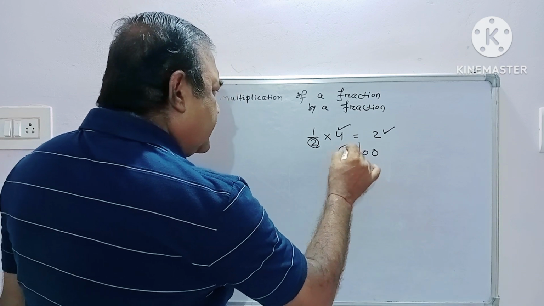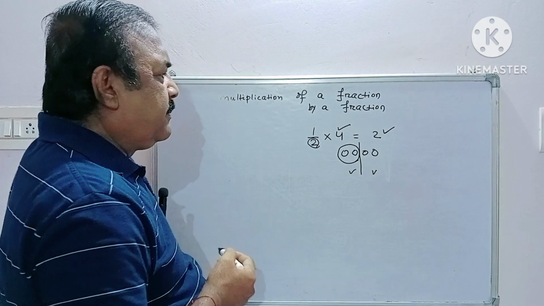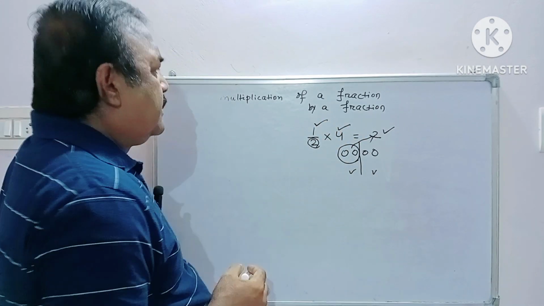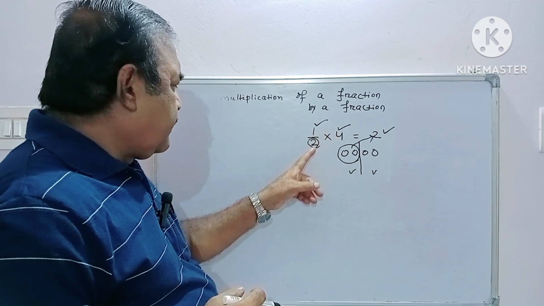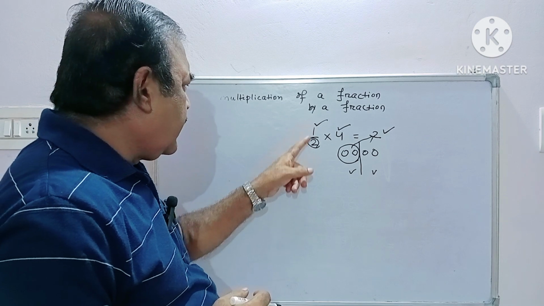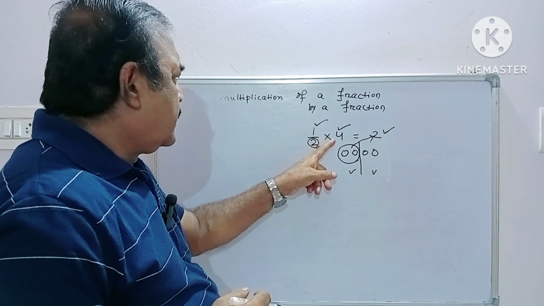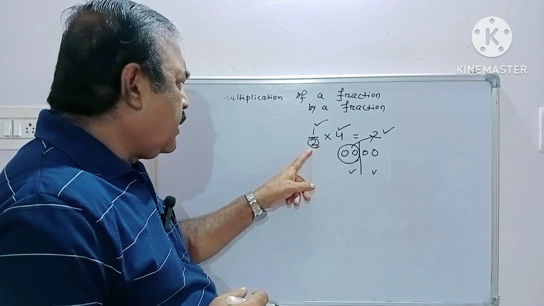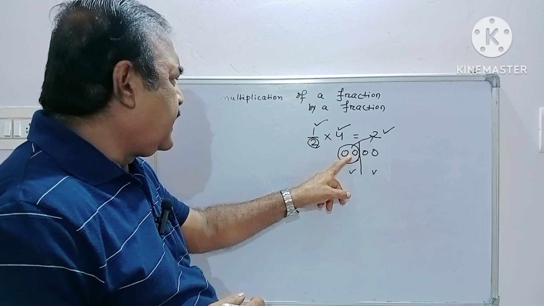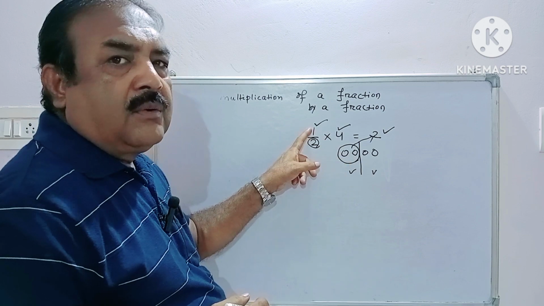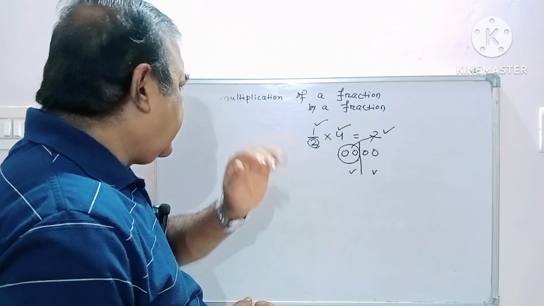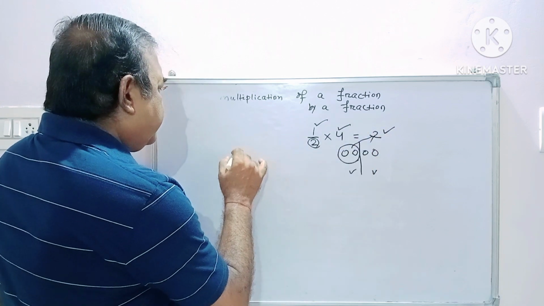In one part, 2 objects remain. These 2. Because we take one part. So this 4 objects is divided into 2 equal parts and we take one part. So numerator upon denominator, you see. So 4 is divided into 2 equal parts and in each equal part there are 2 objects. So we are taking one part. So here it is 2. It's okay.